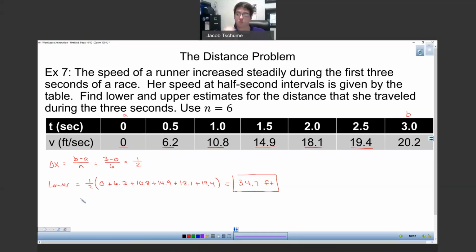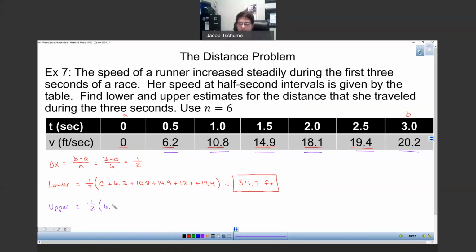Now, the big difference on your homework is that you need to make sure you get the lower and the upper estimates correct. So remember, the lower estimate starts from the left because her speed is increasing. For the upper estimate, you're going to use the same delta x, which is 1/2, but you have to start on the right-hand side, because to get her upper estimate, you don't want to use that 0. So if I start on the right-hand side, this would be 1, 2, 3, 4, 5, 6. You would add the 20.2 all the way down to the 6.2, but you don't include the 0 because that is part of your left endpoint of the first interval, not the right endpoint.